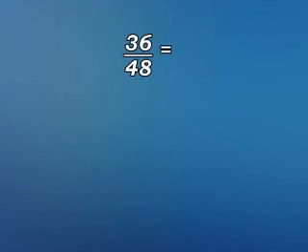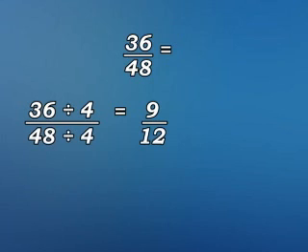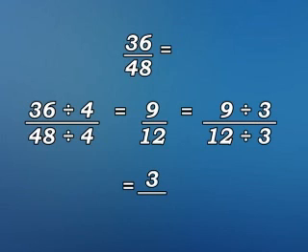It looks like this. 36/48. Divide 36 by 4 and we get 9. Divide 48 by 4 and we get 12. So now we have 9/12. If we divide the 9 by 3, we get 3. And if we divide the 12 by 3, we get 4. So at one end, we have 36/48, and at the other end, we have 3/4.